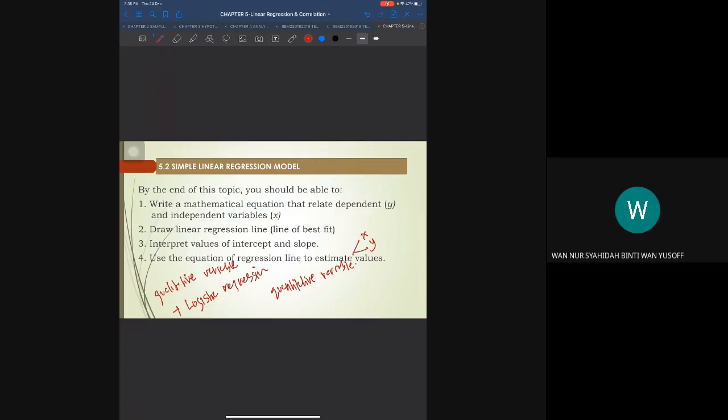So that's for your information. Let's say that you have your own research later. If you have qualitative variables, then we go to logistic regression. What we have in this chapter is only for quantitative variables.